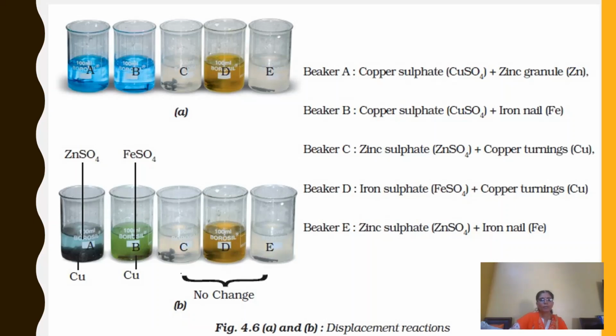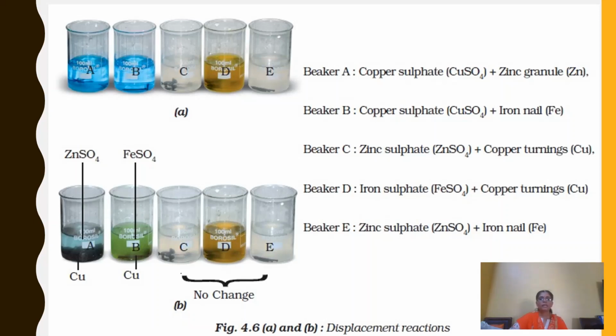And what about the remaining three beakers, C, D and E? These three beakers remain unchanged. There is no reaction that takes place. Why does no reaction take place? Because in beaker C, we have taken zinc sulfate and copper turnings. As we know that copper is less reactive than zinc, it cannot displace zinc from its compound. In the same way, in beaker D, we have taken iron sulfate with copper turnings.